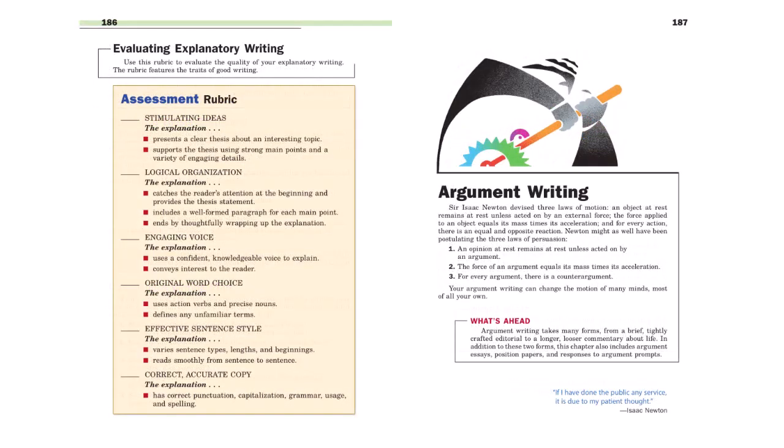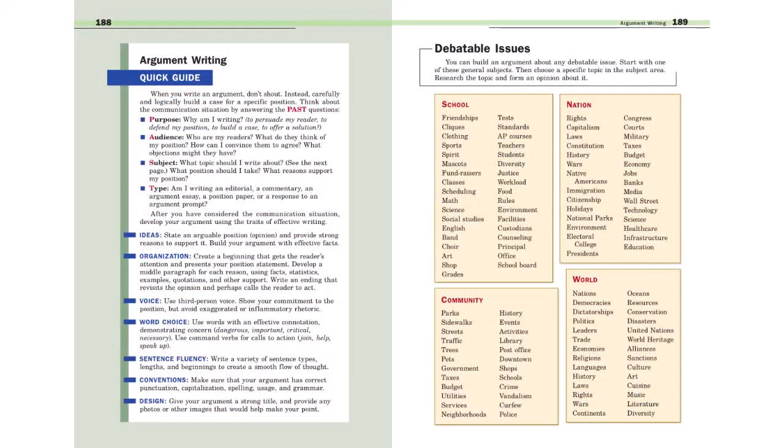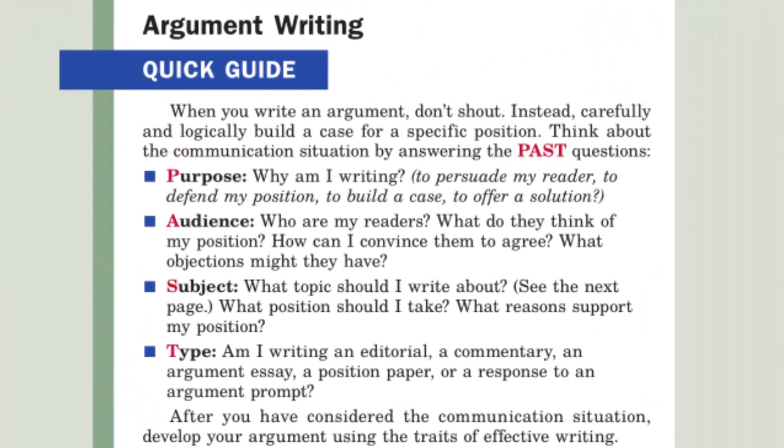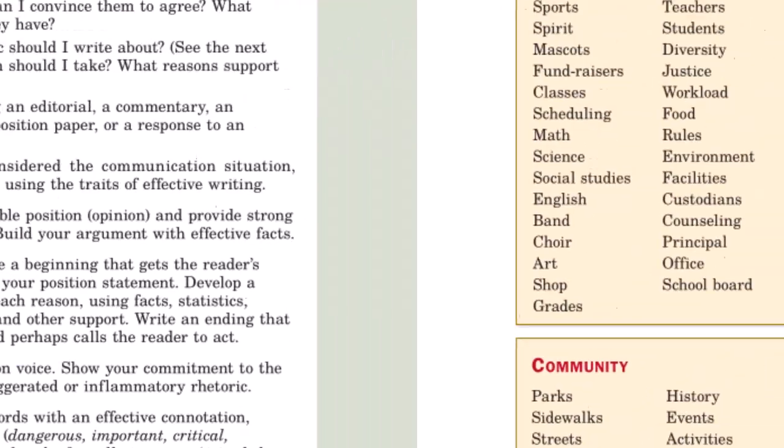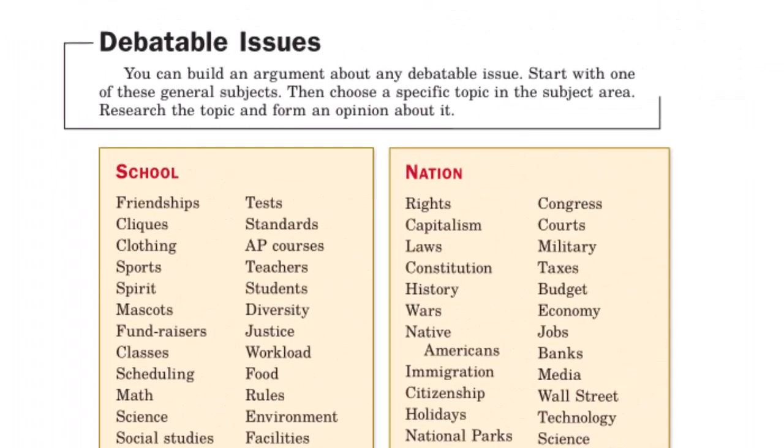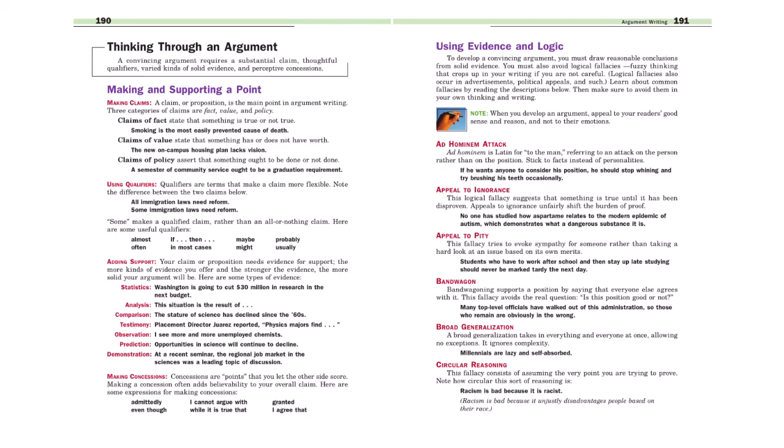Let's take a look at one of the forms chapters, argument writing. Students do the rhetorical analysis for arguments, the purpose, audience, subject, and type, and they think through the traits of an effective argument with ideas, organization, voice, and so on. They consider debatable issues that they can write about. They learn how to make and support claims and how to use logic, avoiding logical fallacies.